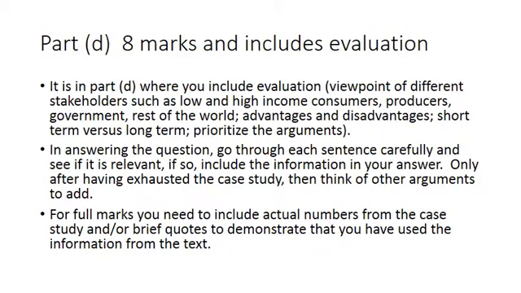Part D is 8 marks and includes evaluation. You really want to be saving your time for Part D because that's going to distinguish an IB 6 or 7 paper. It's in Part D, as I said, where you include evaluation. So just a reminder: viewpoints of different stakeholders such as low and high income consumers, producers, government, and if you're doing international trade, you might want to bring in the viewpoint of the rest of the world. Advantages and disadvantages, short-term versus long-term, or prioritize the arguments.